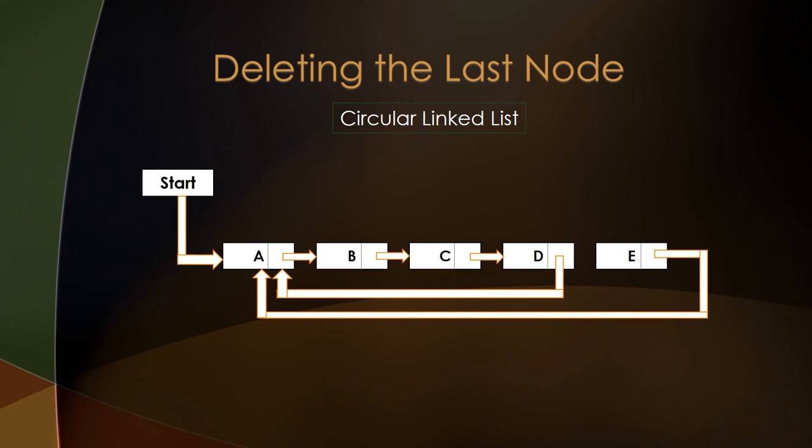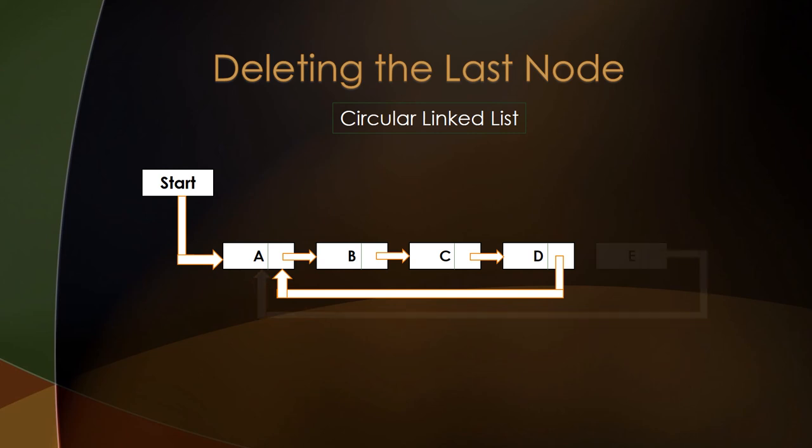Now we can simply delete the pointer of node E as well as the entire node E from the linked list since it is no longer required. And this is how the linked list should look after deleting node E from the linked list. Thus now the next pointer of node D will point to the first node in the linked list, that is node A, and the start pointer will remain the same as it will be used to point to the starting of the linked list, node A.